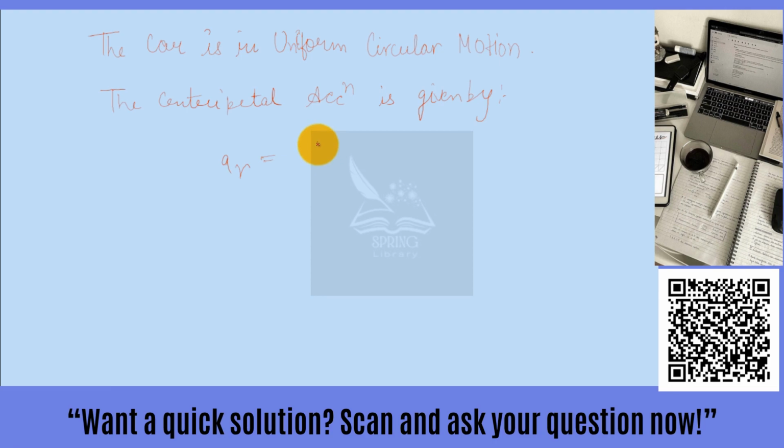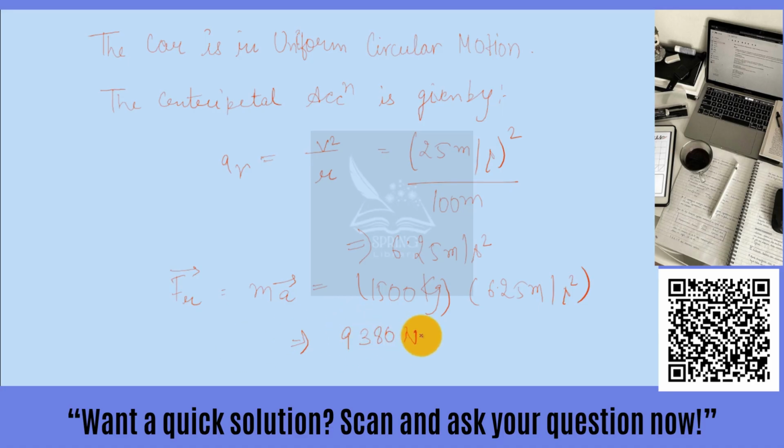Centripetal acceleration is equal to v squared upon r, which is equal to 25 meters per second squared divided by 100 meters, which is equal to 6.25 meters per second squared. The acceleration points to the center of the circle. Hence, by Newton's second law, the net force is equal to mass times acceleration, 1500 kg multiplied by 6.25 meters per second squared. We get 9380 newtons towards the center.